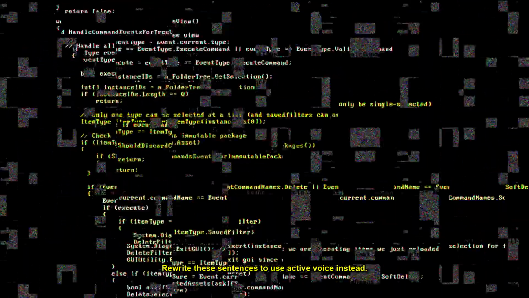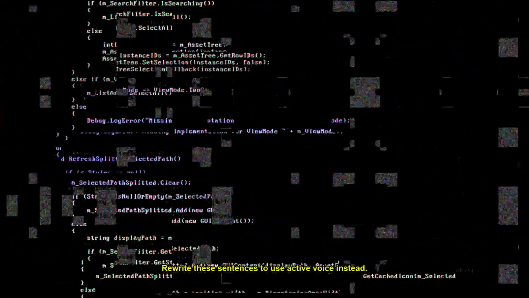Look for instances of passive voice, marked in green. Rewrite these sentences to use active voice instead. Check for any phrases that the editor suggests could be simplified. Replace these phrases with shorter, more straightforward alternatives.